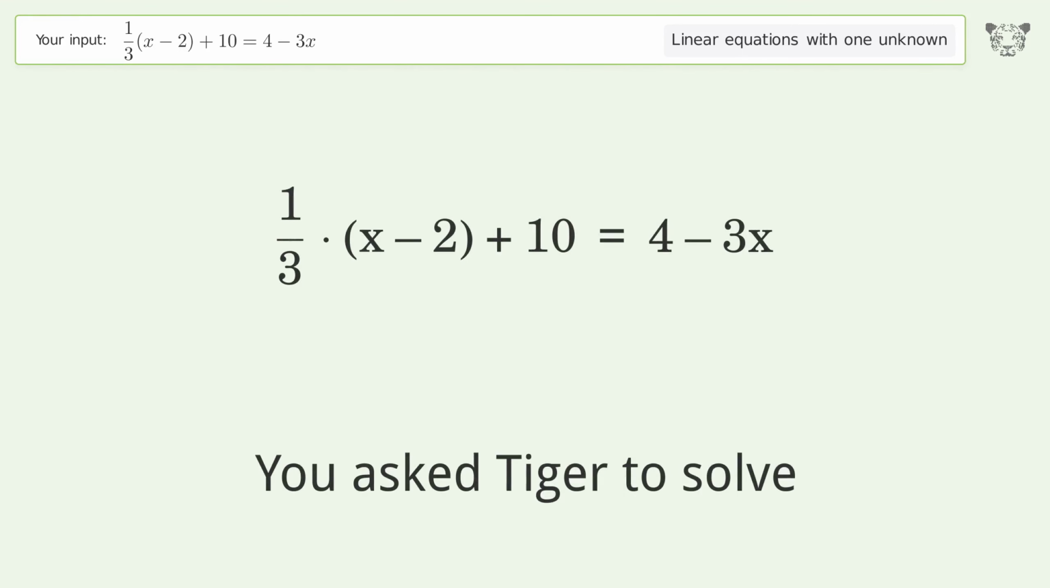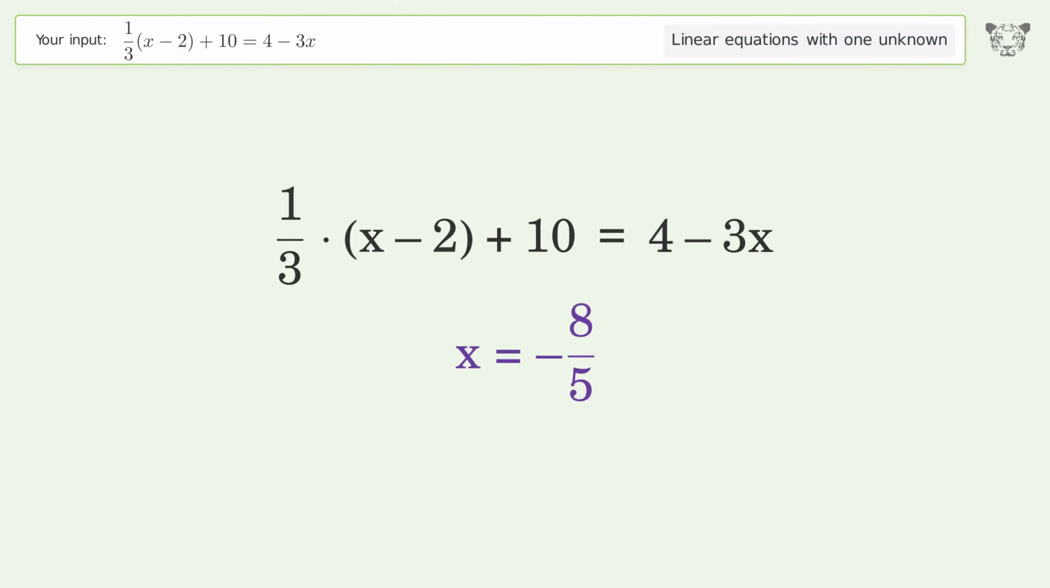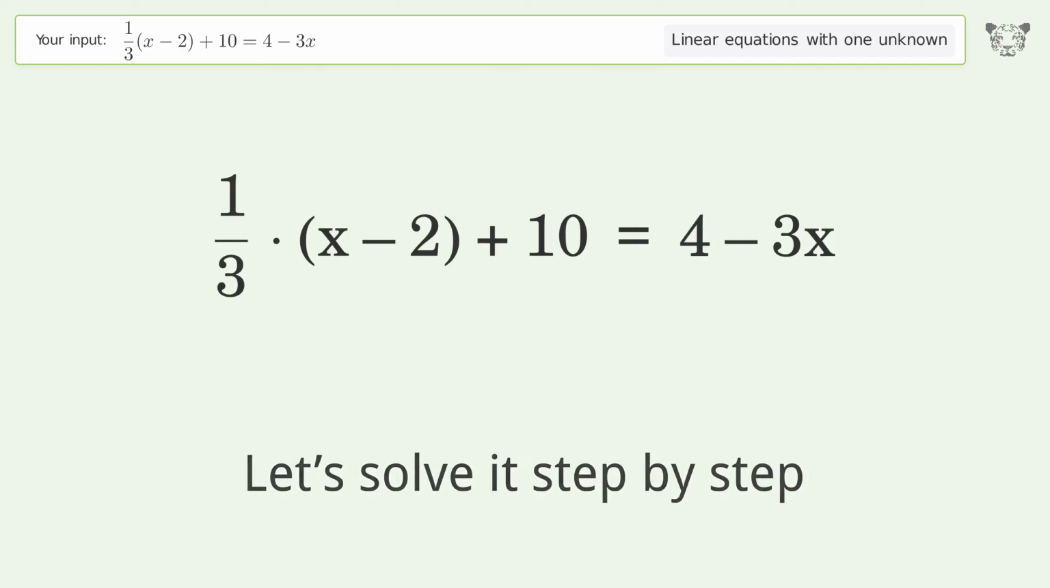You ask Tiger to solve this. This deals with linear equations with one unknown. The final result is x equals -8/5. Let's solve it step by step.